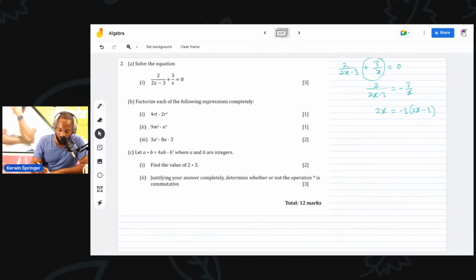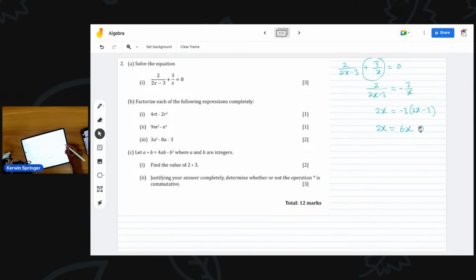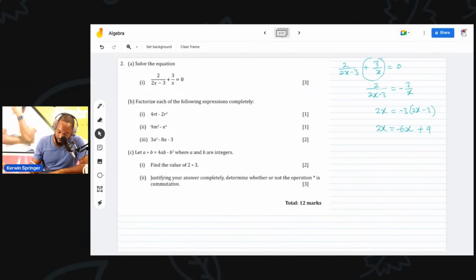And sorry, x by 2 is 2x, right? So we kind of boil down to the answer there already because you'll end up with 2x is equal to negative 3 by 2x, which is 6x. And negative 3 by negative 3 is plus 9. And when I bring across the 6x, what happens? It's actually negative 6x because negative 3 by 2x is negative 6.